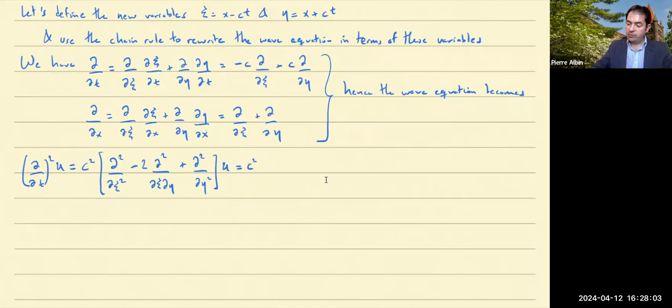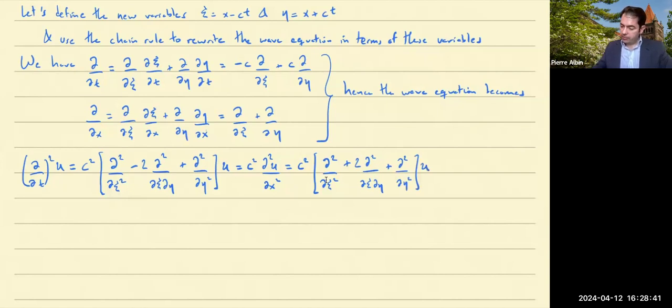And we want that to be equal to c squared times the second derivative of u with respect to x, right? So I can write that as c squared, and then to find the second derivative with respect to x, I'm going to take this and square it. So I end up with the derivative with respect to xi squared plus 2 times the mixed partials plus the derivative with respect to eta squared, all of that applied to u.